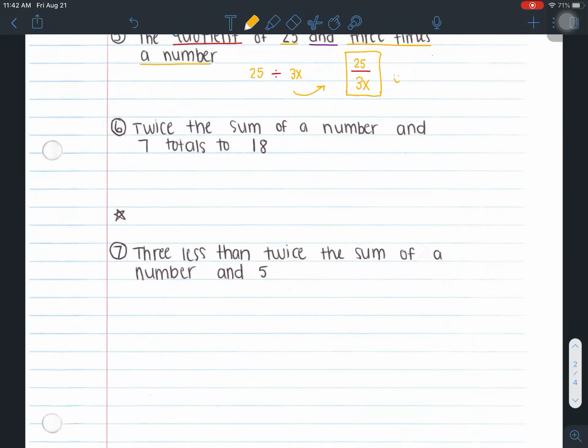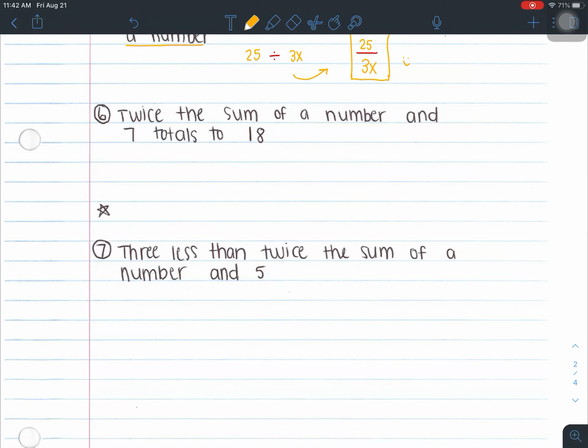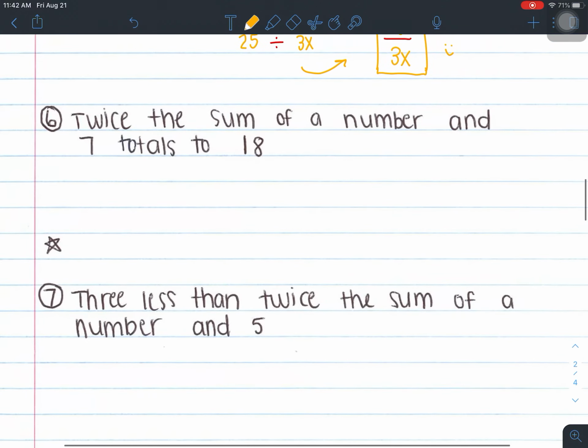All right, number 6. We're almost done with the second page, and we only got 1 page left, so we're almost 2/3 of the way there. All right, number 6. Twice the sum of a number and 7 totals to 18. Now, the thing that just popped out to me was that word totals to, and that indicates to me, hey, it's going to equal something at the very end. It totals up to something. So I want to go ahead and just kind of remember that, hey, this is going to have an equal sign in it.